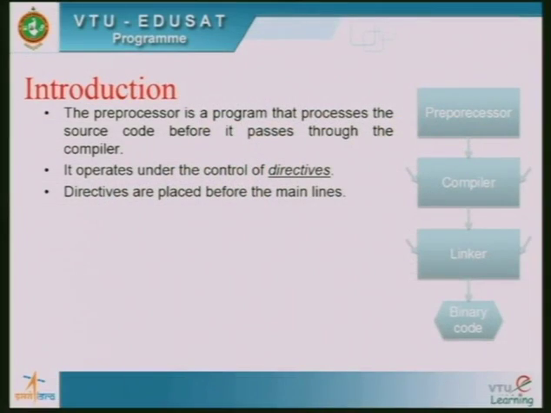The preprocessor is a program that processes the source code before it passes through the compiler. In the beginning of this course, you must have seen that once you write a source program using the C programming language, you use a compiler to compile it. The compiler basically checks for the syntax. If there is any syntax error, it throws out appropriate error messages. And once the program has no syntax errors, you will get an executable code which you can run on the machine.